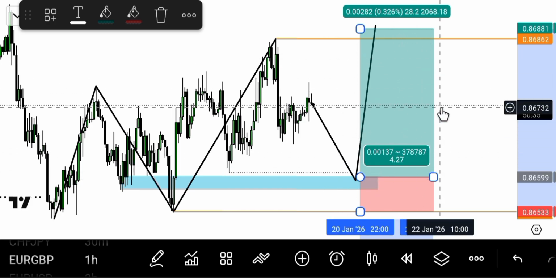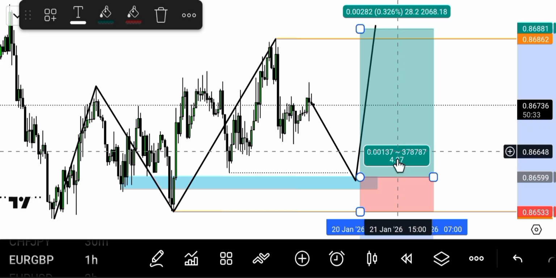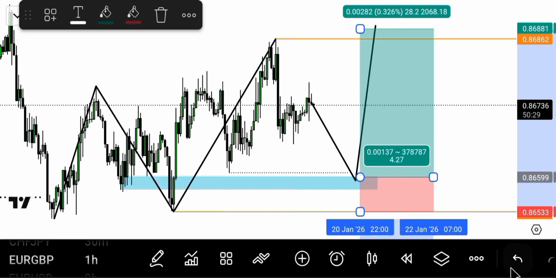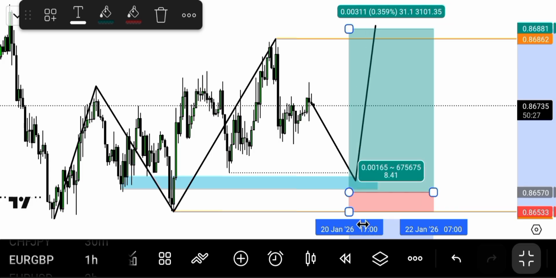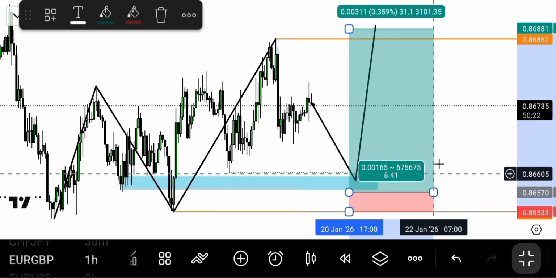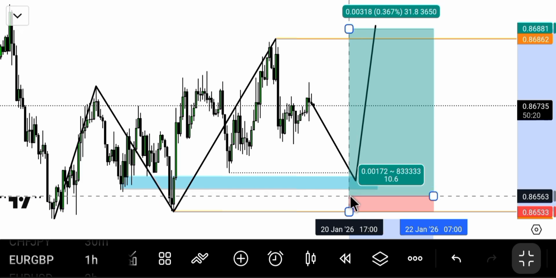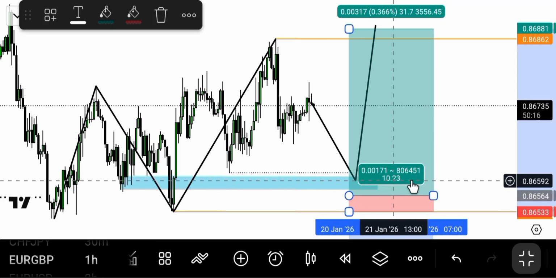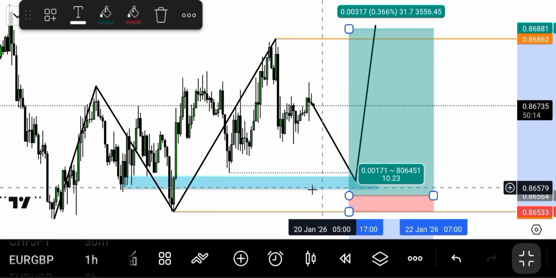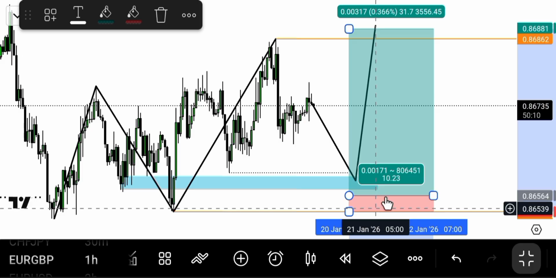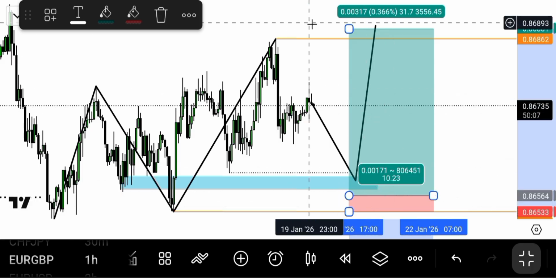So basically, what we are saying is that if we risk $100 here, we'll be making $400. But by the time we move our entry lower to this point, we now have a risk to reward of 8.4. Let's move it further, okay, when we move it to this point, we have a risk to reward of 10R. So if we risk $100, we're going to be making 10 times, which is $1,000.